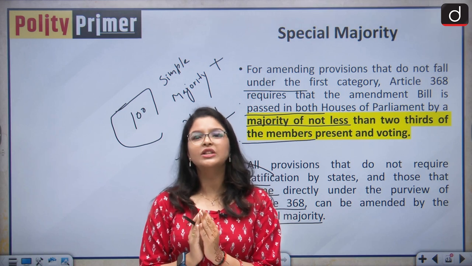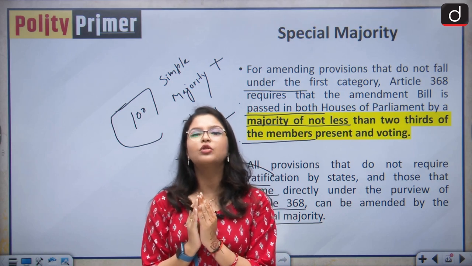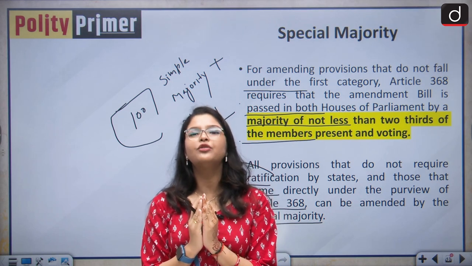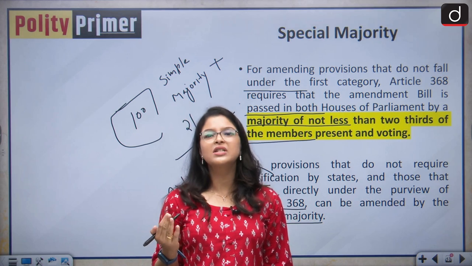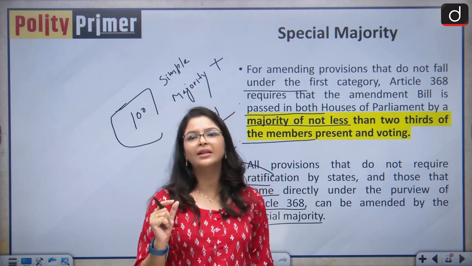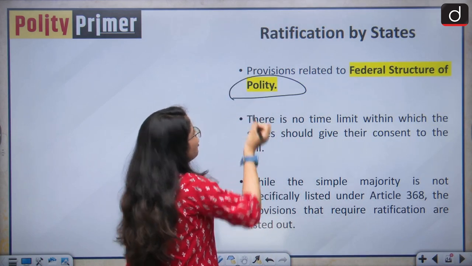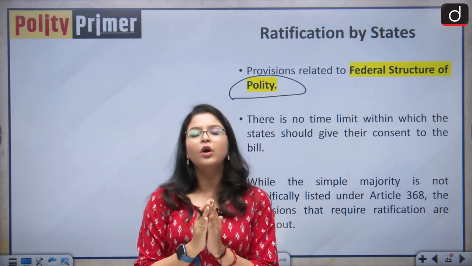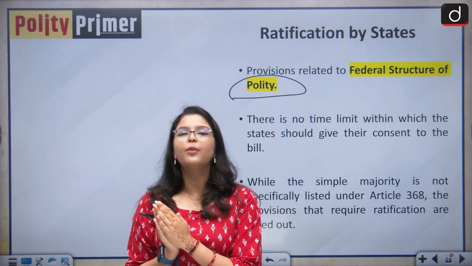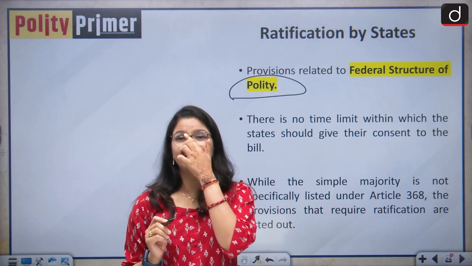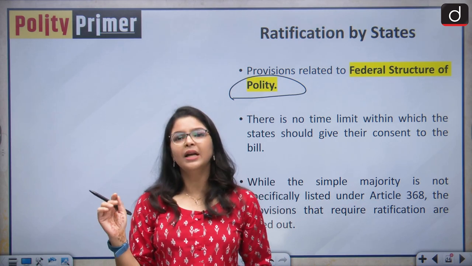So, this is all about the special majorities, and the fundamental rights and the directive principles of state policies in our Indian constitution require a special majority for being amended. Now, let us discuss what is ratification by states and what are the provisions that require the ratification by the states. So, provisions related to federal structure of polity. If we want to add, repeal or vary our federal structure of polity, then we require the ratification by the states. That means half of the states should agree that, okay, this provision should be amended.